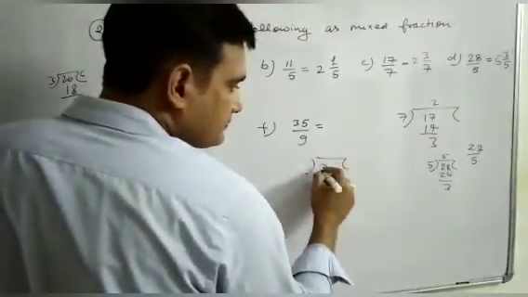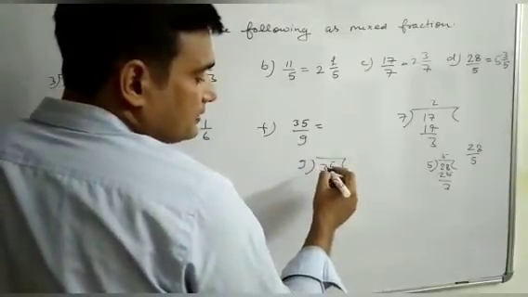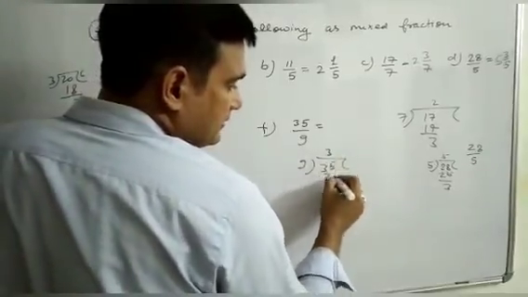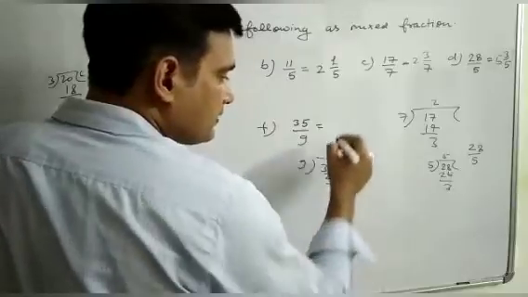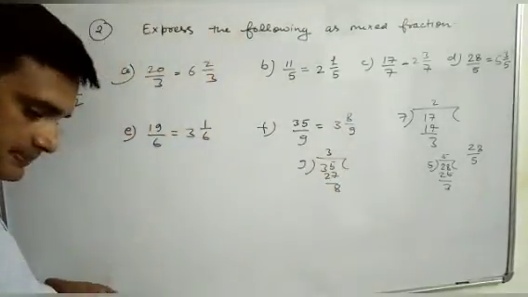35 upon 9. 9 threes are 27, remainder 8. Now 3 whole number 8 upon 9. Okay.